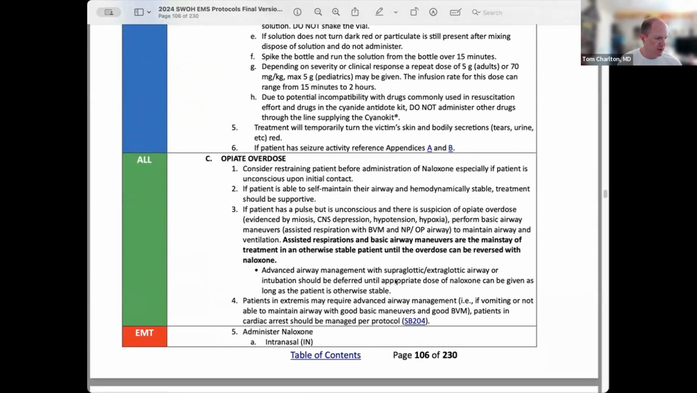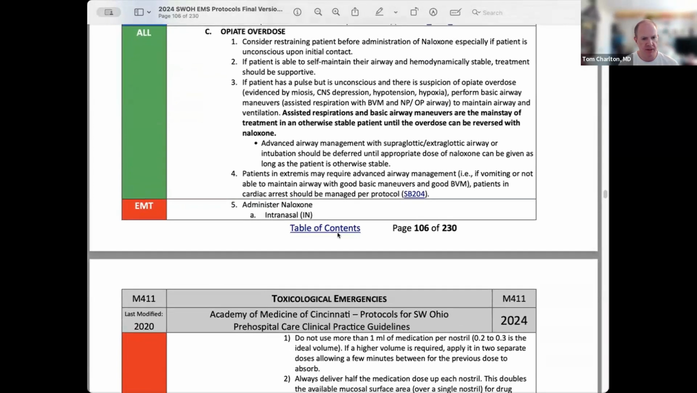Next year's protocol is going to have some more information on the cyanokits with an easier to use drug dosing guide for it. So that's really the only big change that's coming for 2025. So please do me a favor. The next time you're bored out of your mind, go ahead and open up M411 and just look through it, figure out how to work your way through the protocol. So that way, when you encounter it, you know what to do.